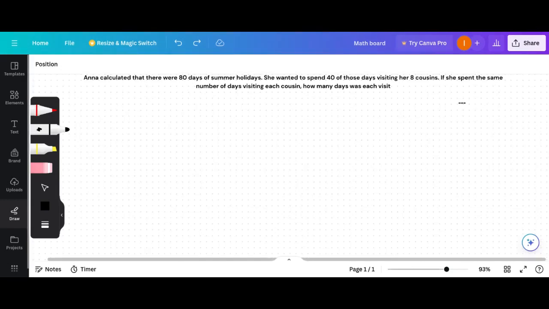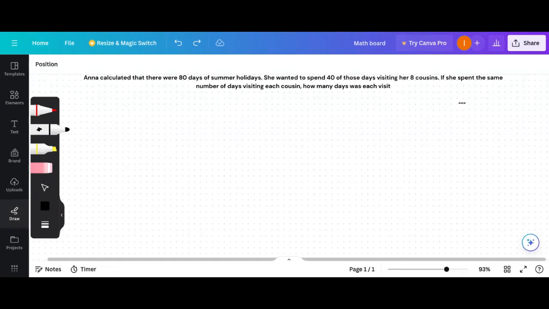Our next division problem goes like this. Anna calculated that there were 80 days of summer holidays. She wanted to spend 40 of those days visiting her 8 cousins. If she spent the same number of days visiting each cousin, how many days was each visit?